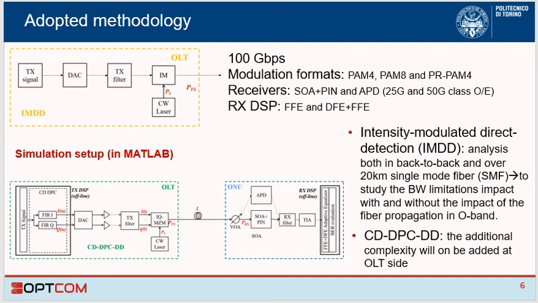We proposed two structures. The first one is IMDD. We performed analysis both in the back-to-back case and also over 20 km of single-mode fiber. For the CD-DPC-DD architecture, the additional complexity will only be added at the optical line terminal side.